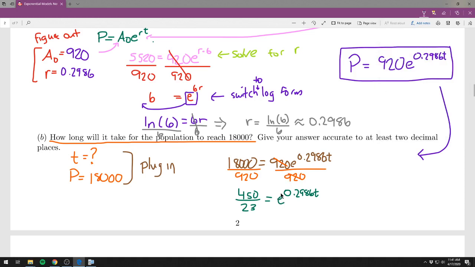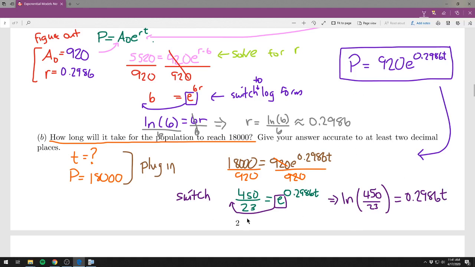Keep on moving along solving it. We got the exponential part by itself. Now we switch forms to log form. And we get the natural log of 450 over 23 equals 0.2986 t.